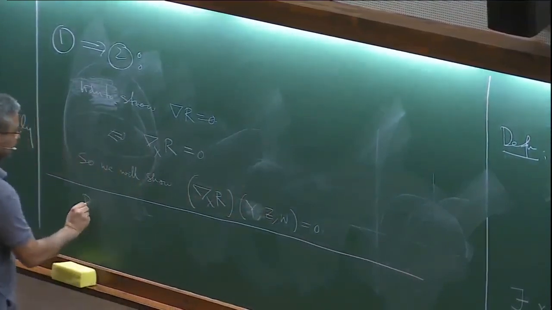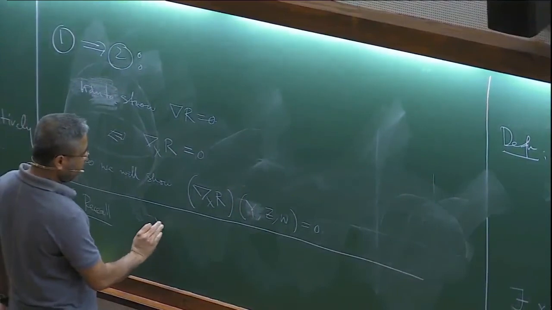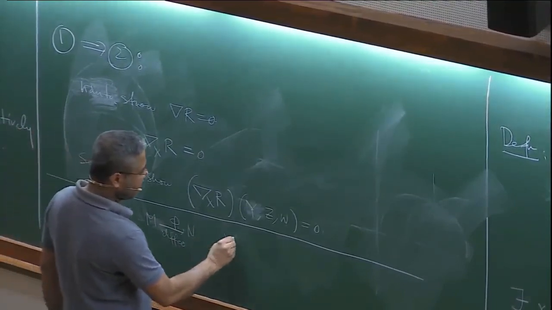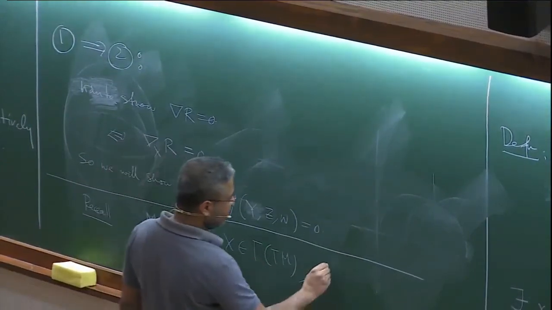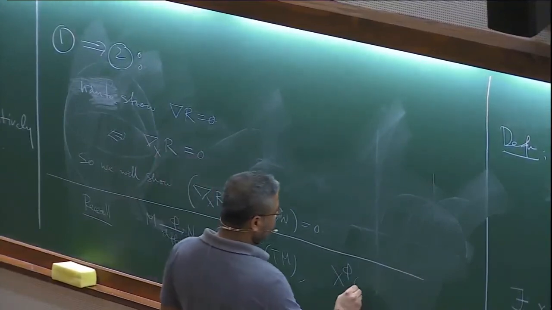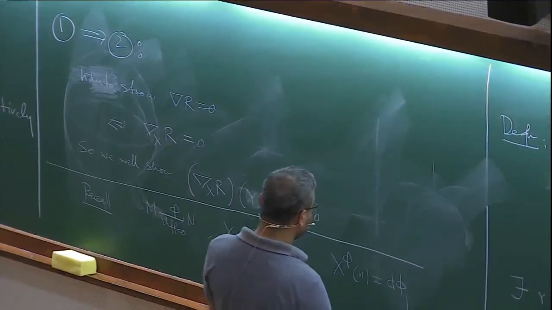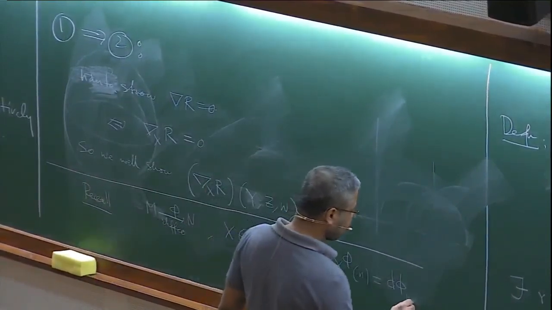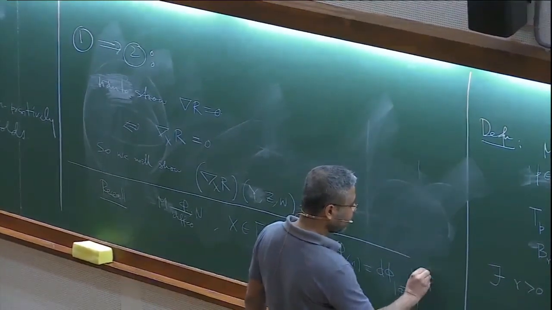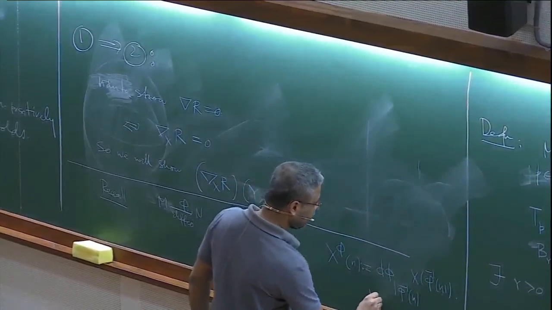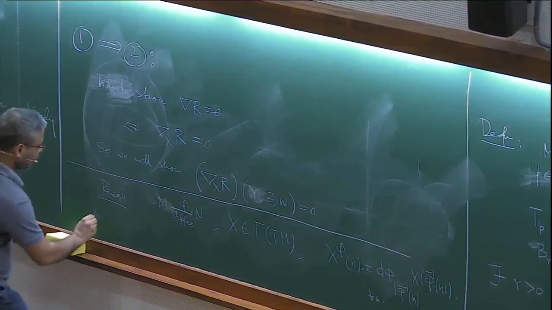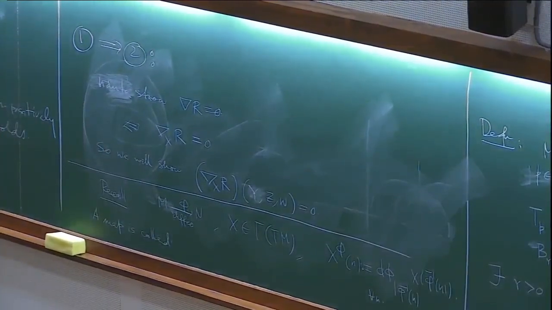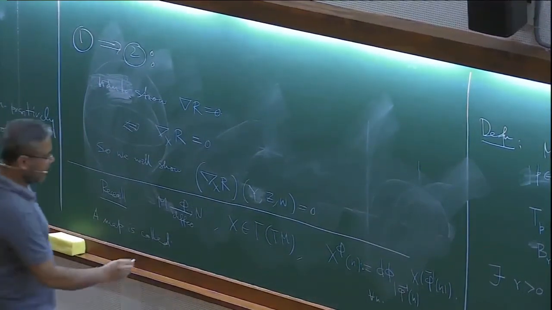Let me just recall. If I have M to N, phi a diffeomorphism, and X is a vector field, then I define X phi of N to be d phi. So I'm just pulling via the map phi, phi is a diffeo, and pushing it back. So this is basically phi inverse of N, X of phi inverse of N. Okay, so this is my definition. All right, so for two manifolds equipped with two connections, a map is called affine if the following happens.